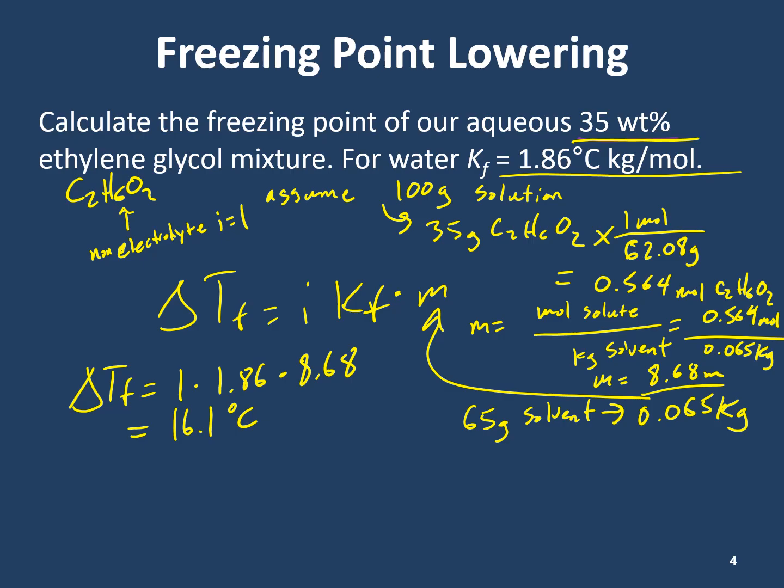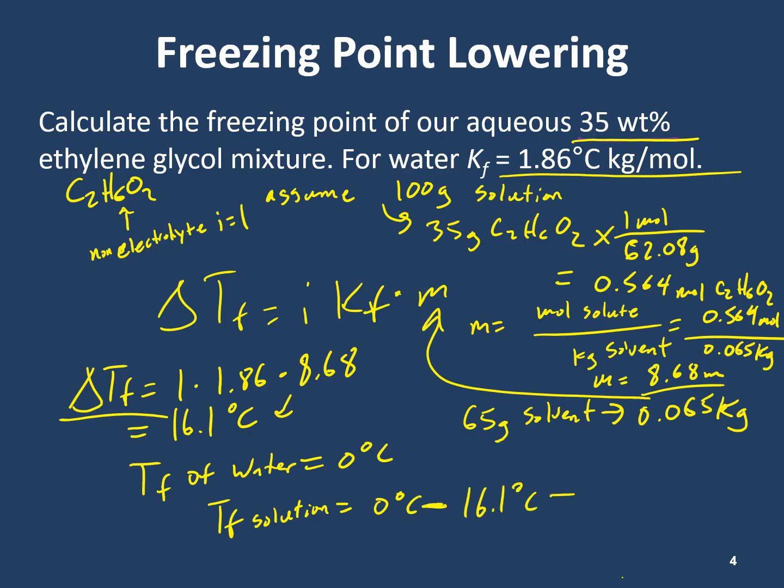This is not my freezing point of this solution. It's the change in the freezing point, delta TF. So I need to figure out what is the new freezing point. That's what I was asked for in the problem. I know that the freezing point of water by itself is 0 degrees Celsius. For this solution, it changed by that, 16.1. So my new freezing point of solution will be equal to 0 degrees Celsius minus 16.1 degrees Celsius, or in other words, negative 16.1 degrees Celsius.